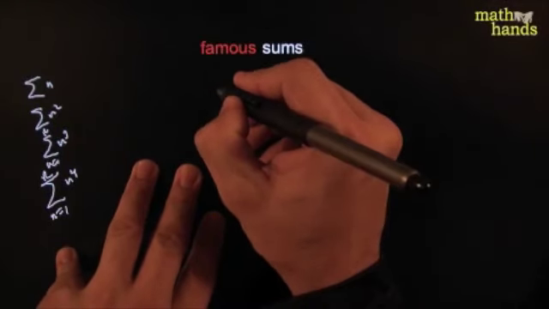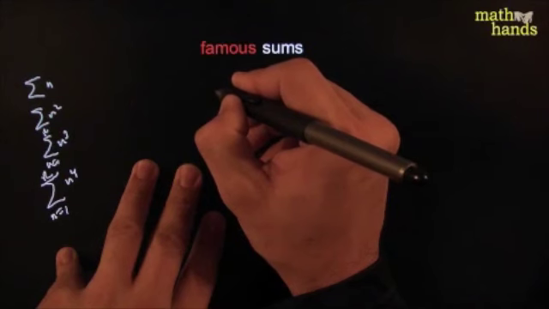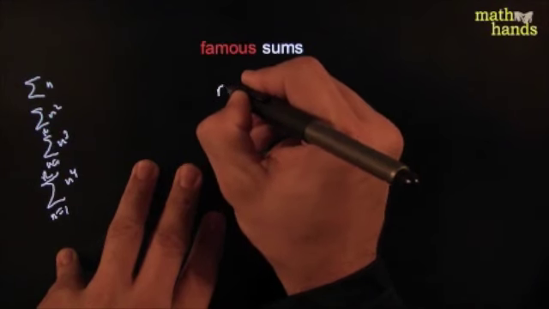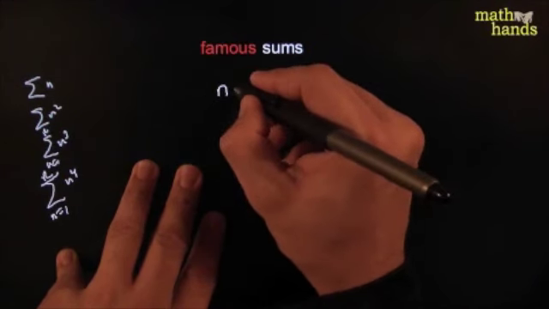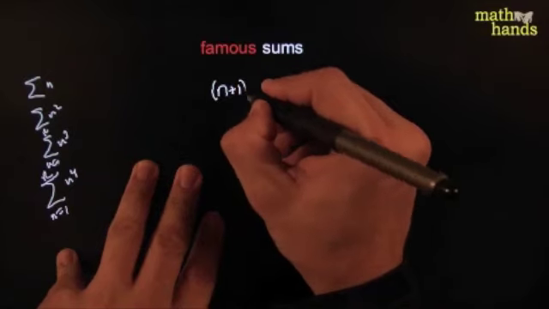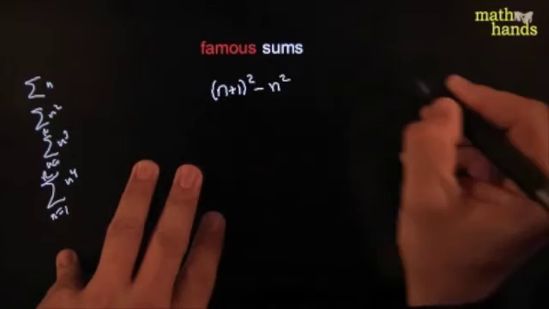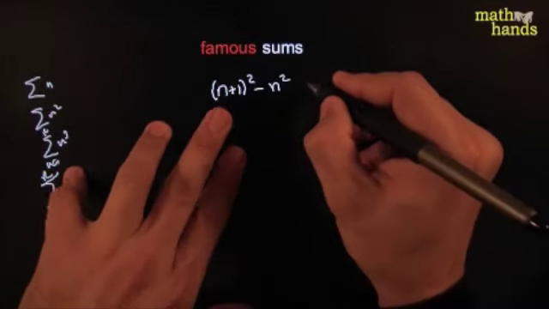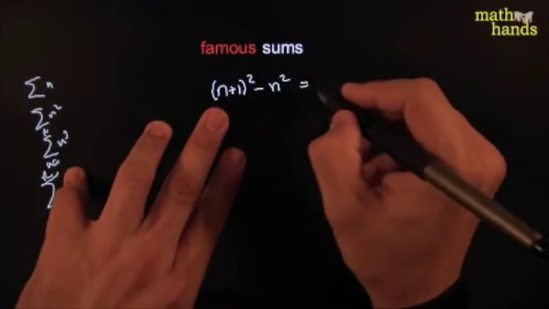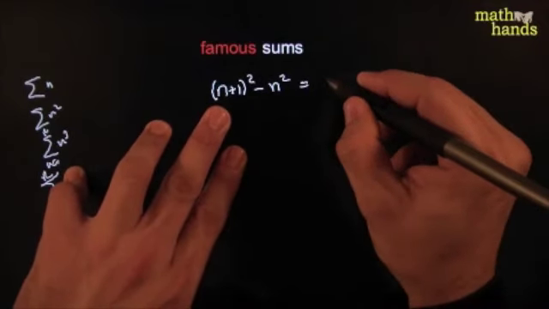Creativity to know or to figure out that this would be a great starting point. Suppose you want to do that one. This would be a great starting point: n plus 1, the quantity squared, minus n squared. It's amazing that you would think that would be a great starting point, but it is an amazingly great starting point. And you could do the algebra here.